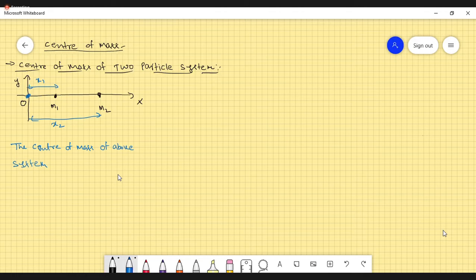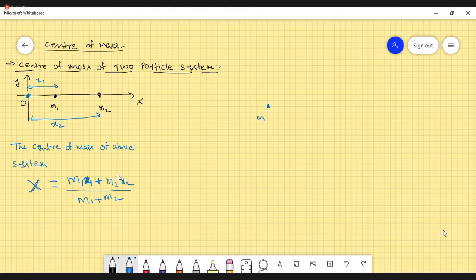So the center of mass coordinate x equals m1 x1 plus m2 x2 divided by m1 plus m2. So this is the center of mass of the two particle system, that is m1 x1 plus m2 x2 by m1 plus m2. Got it?